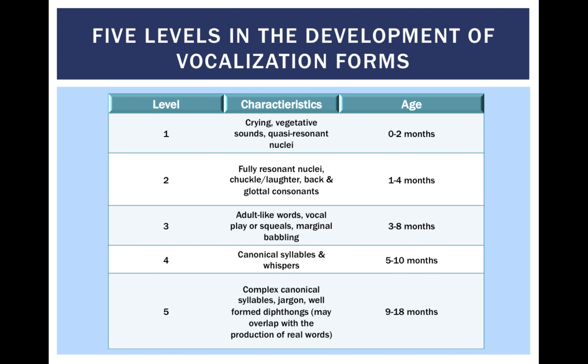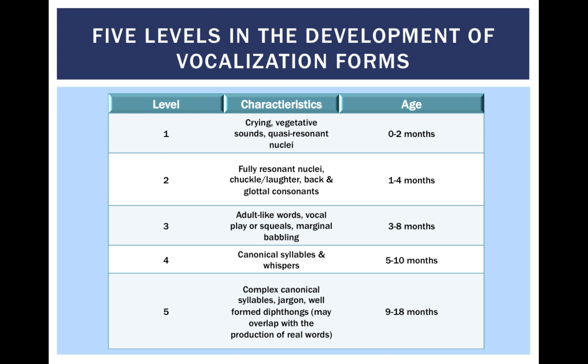The first level is from age 0 to 2 months. It includes crying, vegetative sounds, and quasi-resonant nuclei. The second stage is from 1 to 4 months. It contains fully resonant nuclei, chuckling and laughter, and back and glottal consonants. The third stage is from 3 to 8 months. It includes adult-like words, vocal play or squeals, and marginal babbling.